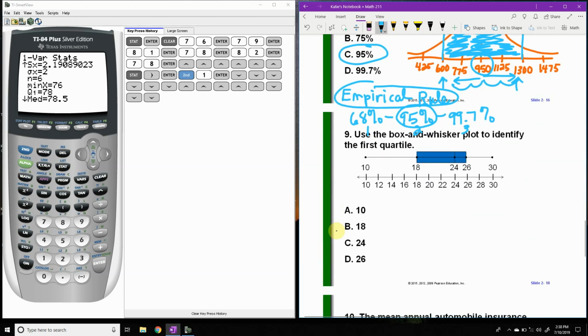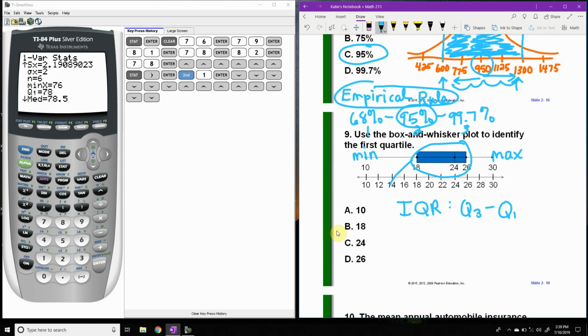Number 9, use the box and whisker plot to identify the first quartile. Okay, well, the 5-number summary is what we use to set up the box and whisker plot. It is our minimum, maximum, those are the whiskers, and then it's the interquartile range, IQR. The interquartile range is the difference between the 3rd quartile and the 1st quartile. So that's essentially the box part of our graph.